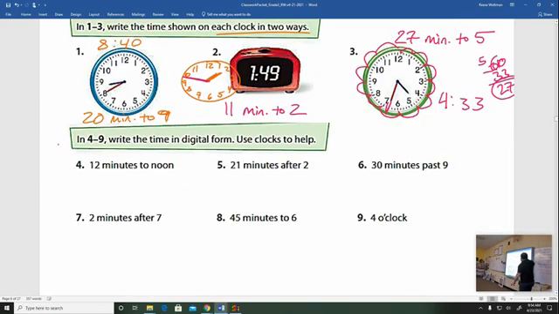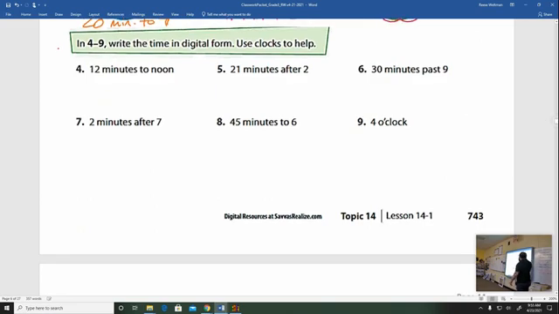Okay, so let's move on to the next one now. Jack, you said you had this one. 12 minutes to noon. 11:48. That's right. It's 11:48. Now, bonus question here, guys.